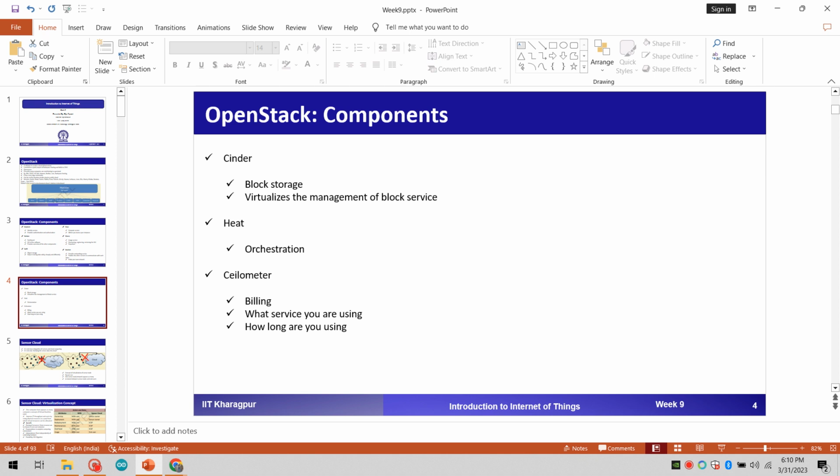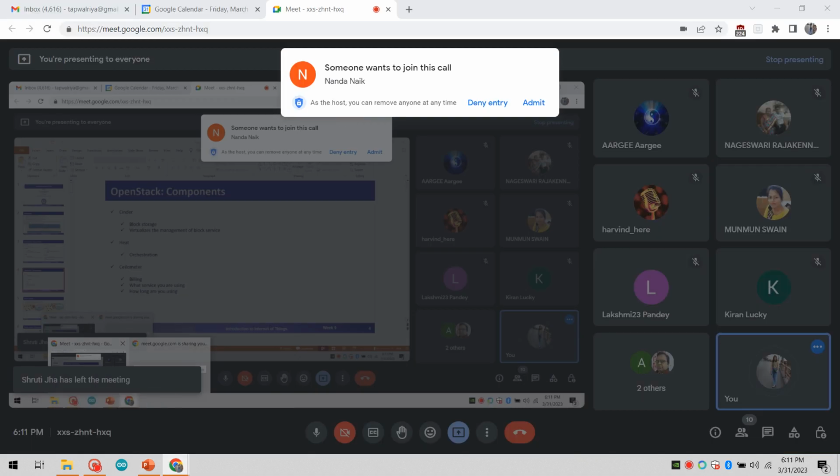So Heat is responsible for providing the orchestration. Orchestration here means the automation of various services which is provided by your OpenStack. So it allows the developer to store the cloud applications which necessitates as a file, so that all important resources are available in handy. So basically this component organizes the complex applications of the cloud through the templates which is provided by the OpenStack.